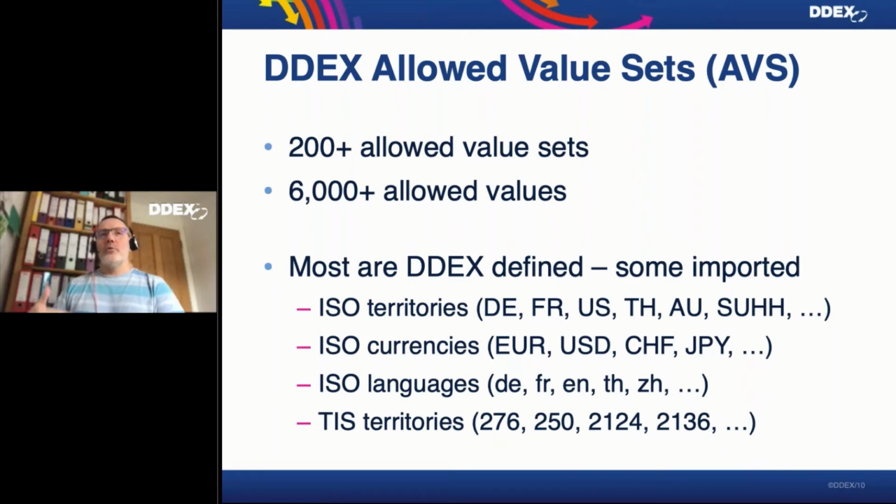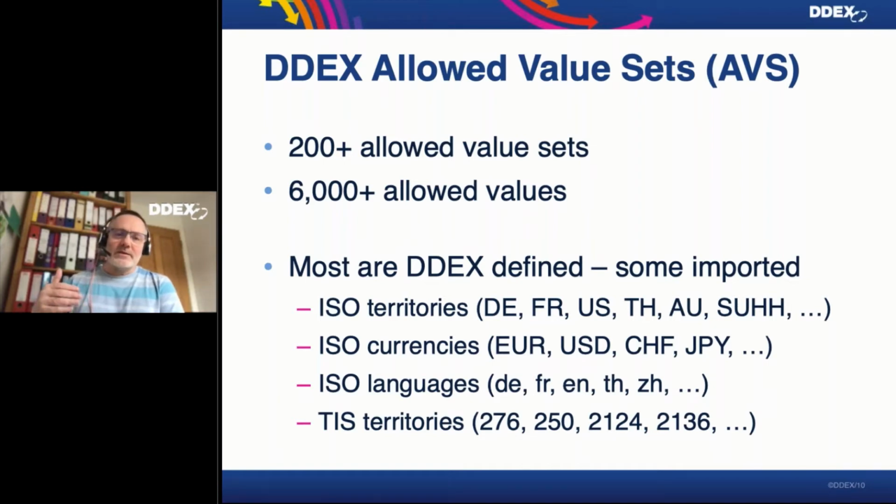So we know that the semantics is important, not just the structure, that we need to be able to define how to describe a sound recording, how to describe a deal, for example, but also all those codes, those allowed values that then give actually meaning to those composites, or instill some information into those composites.